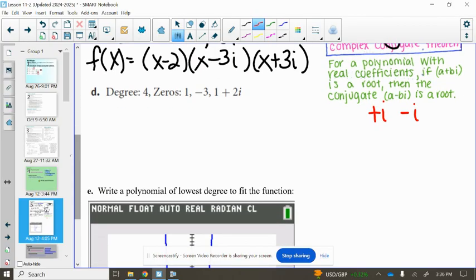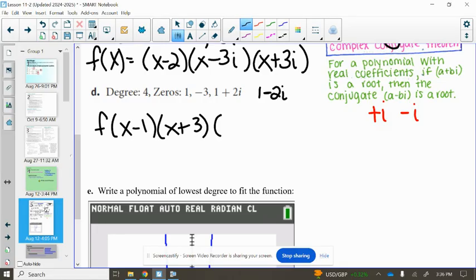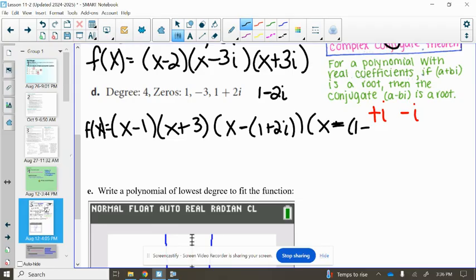Or for something like part D, if we know 1 plus 2i is a factor, we know 1 minus 2i also would have to be a factor. So we would have x minus 1, x plus 3, f of x equals x minus 1, x plus 3, x minus (1 plus 2i), and then x minus (1 minus 2i). So that these are both there. And this one you might see simplified a little bit.